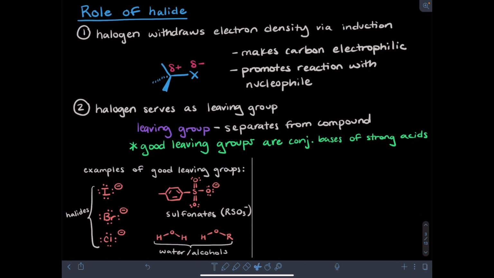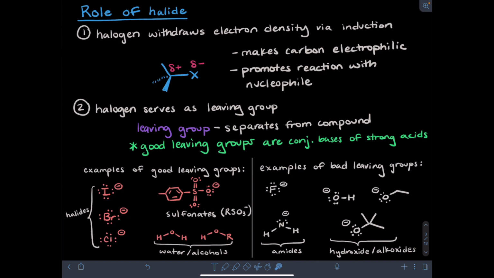You also have sulfonates, where you have a sulfur-oxygen bond, where this negative charge is delocalized and spread by resonance onto the other two oxygens as well. Other good leaving groups are water and alcohols.